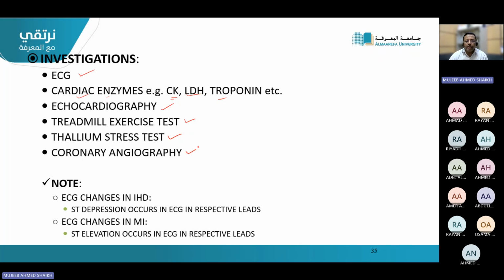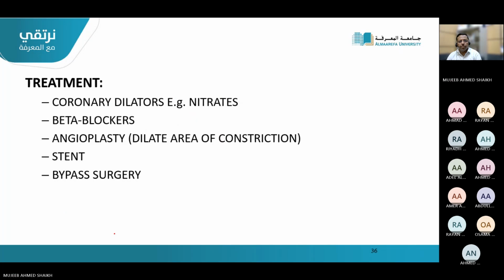Coronary angiography is direct visualization, putting a dye inside the vein and then reaching the coronaries, and the visualization is called coronary angiography. ECG changes are ST depression in the respective leads, and the ECG in MI will show ST elevation. So depression in ischemia, elevation in infarction.